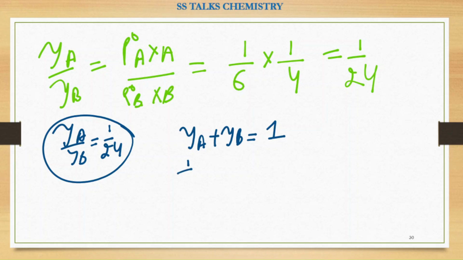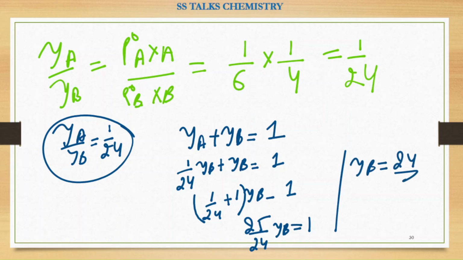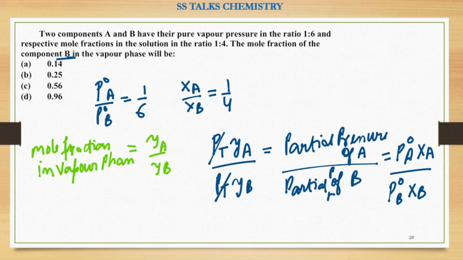So it will be 1 by 24 of YB plus YB equal to unity. Solving this, 1 by 24 plus 1 of YB is 25 upon 24 of YB, equal to unity. So YB is 24 upon 25, which on solving gives 0.96. This is the mole fraction of component B in the vapor phase, which is option B.